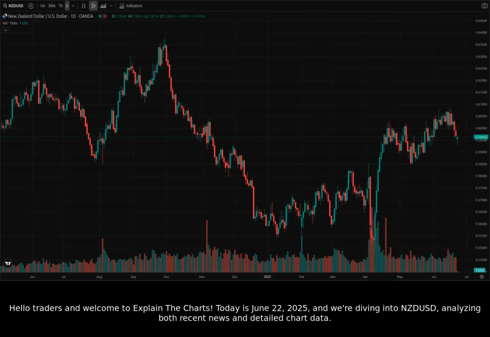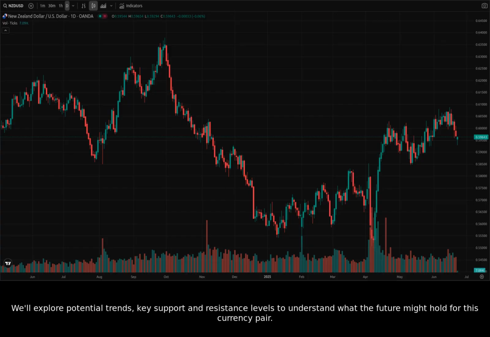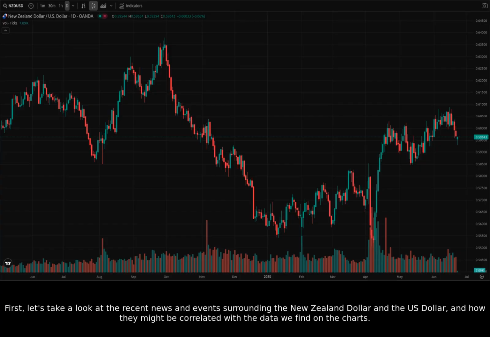Today is June 22nd, 2025, and we're diving into NZDUSD, analyzing both recent news and detailed chart data. We'll explore potential trends, key support and resistance levels to understand what the future might hold for this currency pair. First, let's take a look at the recent news and events surrounding the New Zealand dollar and the US dollar, and how they might be correlated with the data we find on the charts.